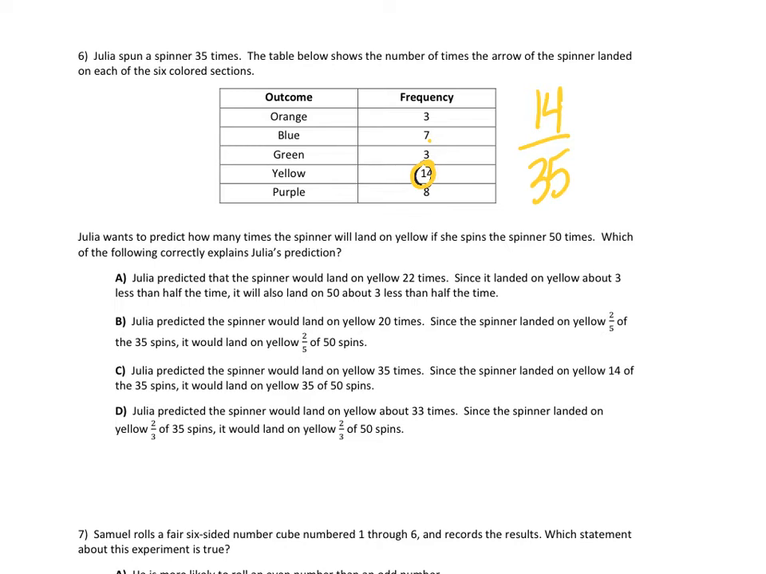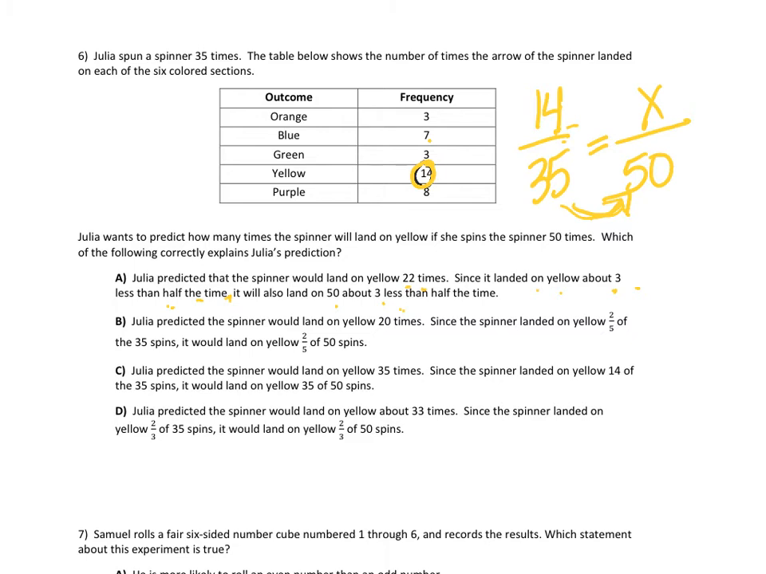So if she spins it 50 times, ooh, that's ugly. Okay, 50 times. How many times would she get? Okay, so we're predicting. Let's think about this. If this is getting bigger, then it has to be more than 14, right? Okay, so Julia predicted that the spinner would land on there 22 times since it landed on yellow about less than half the time. Well, that's true. It also landed on about 50 less than half the time. So if we said 50, could I solve for that? No, right here. Yeah, what would I get?